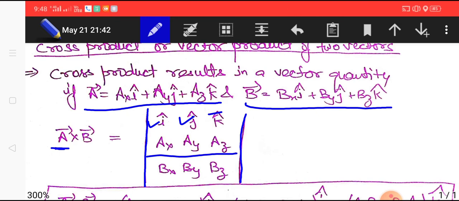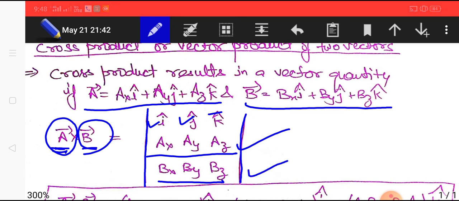The position is very important. If you write components of the B vector first, then your answer will not come the same. Cross product is not commutative, which means A cross B is not equal to B cross A. So first we write for the first vector and then we write for the second vector.